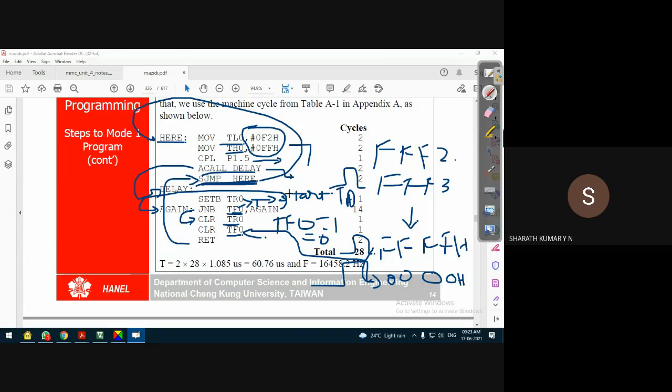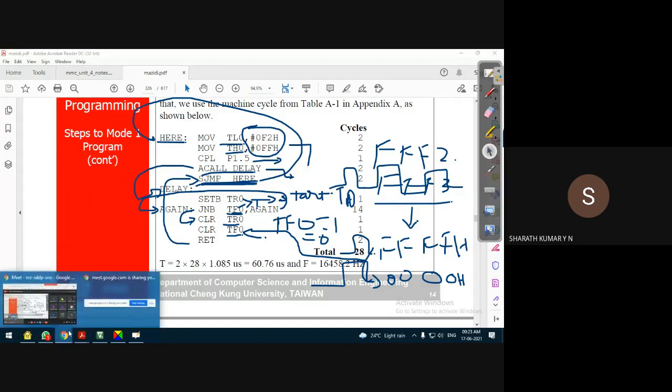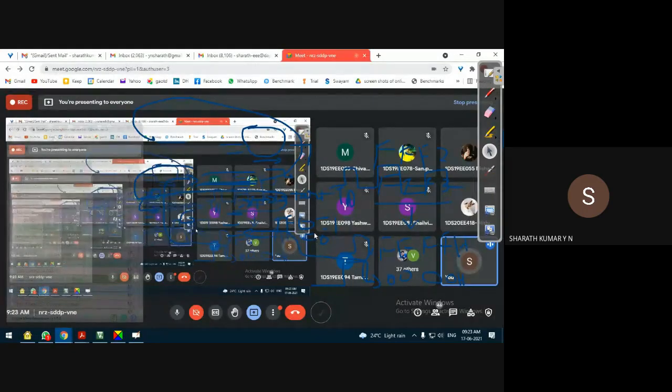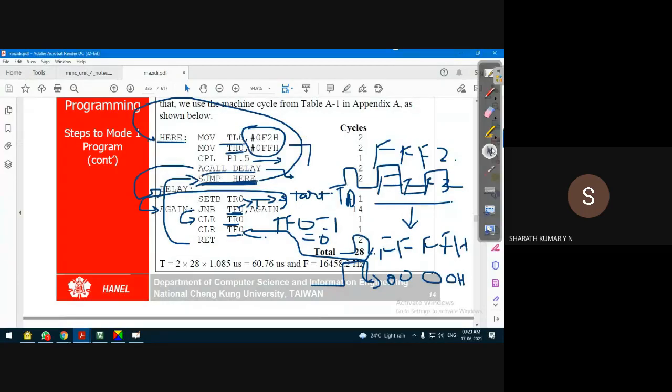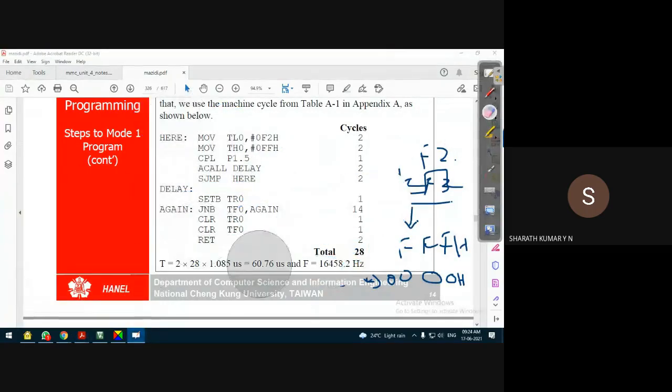That means the microcontroller is generating the clock pulses continuously. Here the delay is generated using the timer. Let us understand the delay generation using the machine cycle, that is, the time required to execute each instruction.